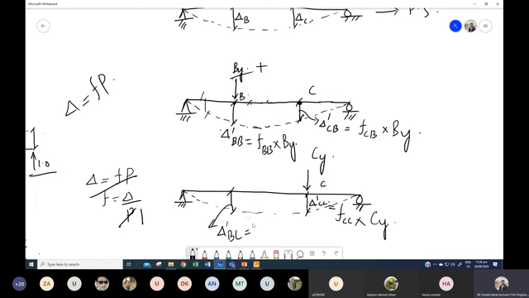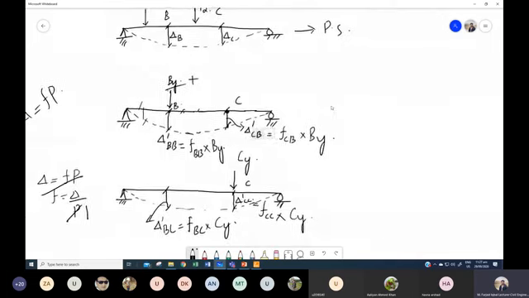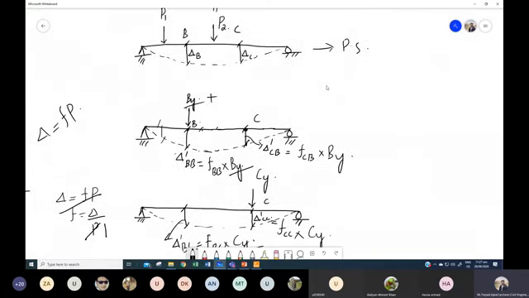And this delta dash BC will again be FBC, which is the flexibility at point B due to load that is acting at point C, multiplied by, since the load that is acting on this beam is CY, CY. Now, since we have two unknowns, one is this CY and the other one is this BY, we need to have two compatibility equations. And now we can easily write two compatibility equations for each deflection. For example, for point B and for point C, we can write two equations separately.